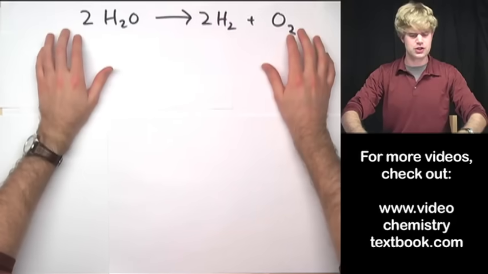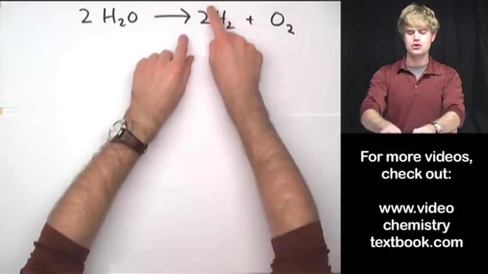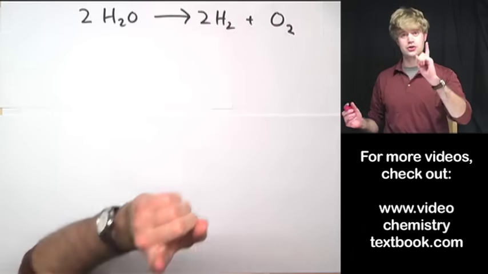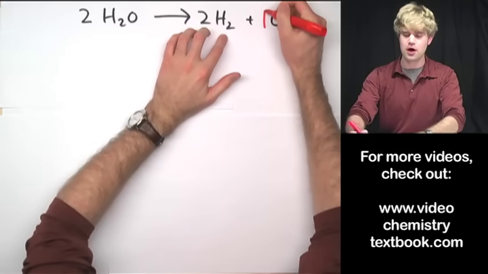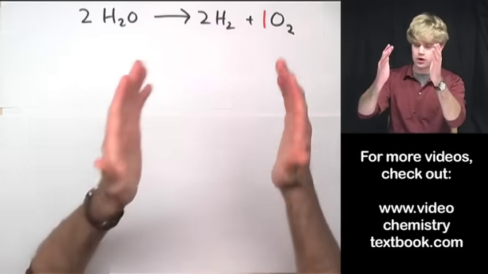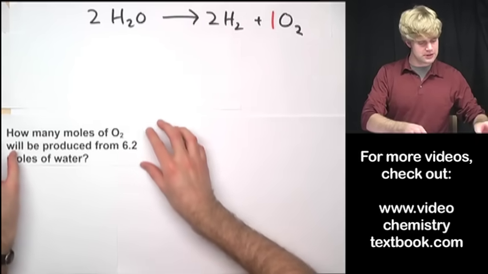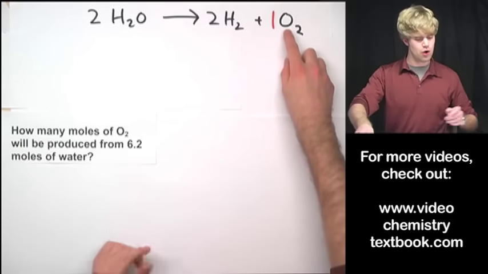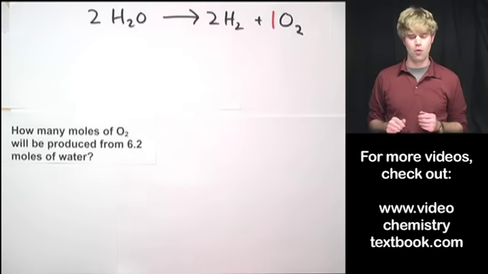Here is the first equation I'm going to be working with. 2 moles of H2O, water, makes 2 moles of hydrogen gas and oxygen here. If there's no coefficient in front of one of these chemicals, we know that it's really 1, that it means 1 mole. So if it helps you, go ahead and write that 1 in. There's our equation. Here is the question. How many moles of O2, oxygen, will be produced from 6.2 moles of water?